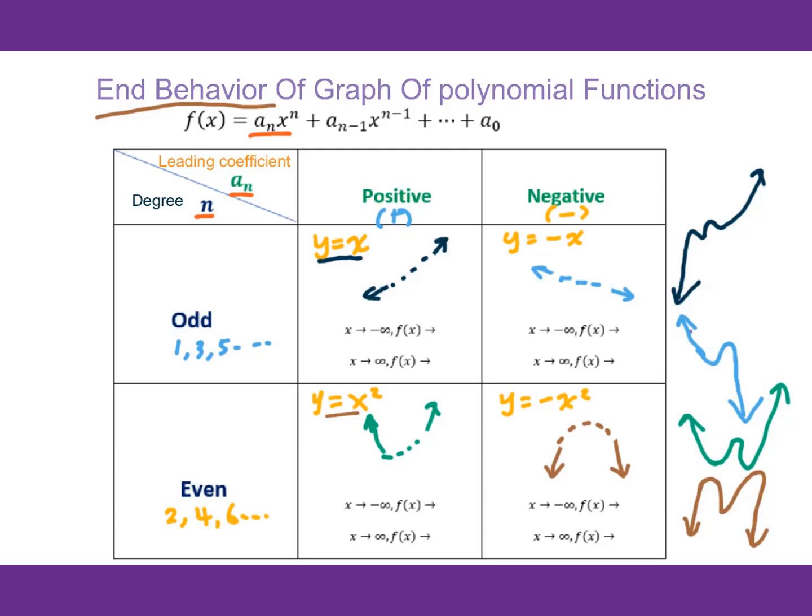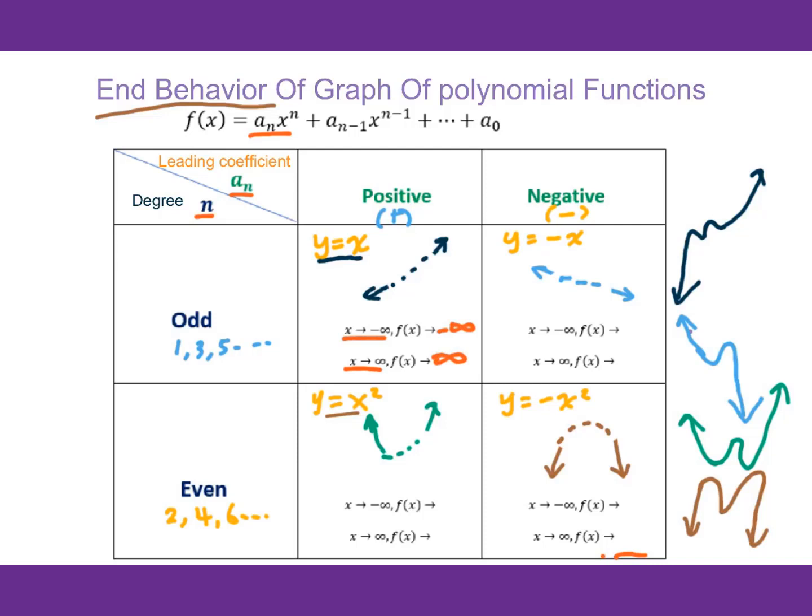Now let's talk about end behavior. For x goes to negative infinity, meaning when x goes to the very left side, f of x is going down, that's negative infinity. When you see the arrow going down, that's negative infinity. When x goes to positive infinity, the graph is going up, so f of x goes to positive infinity.